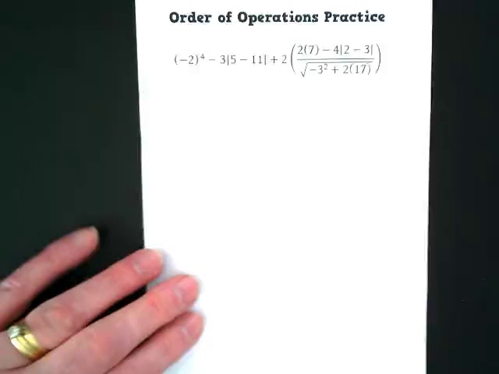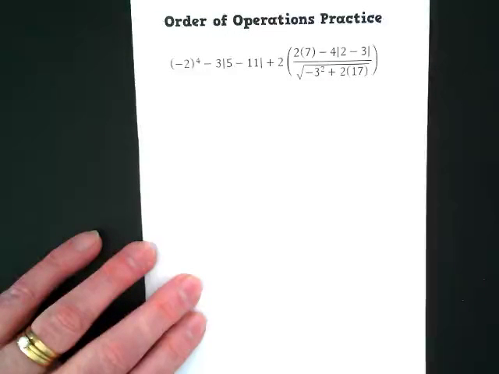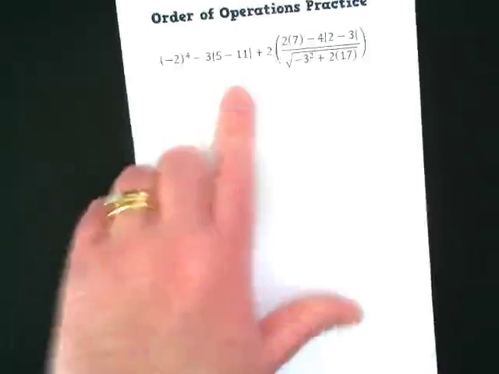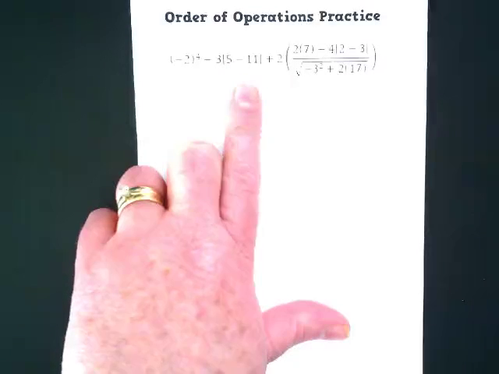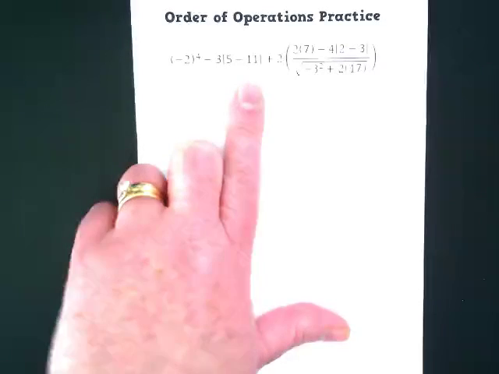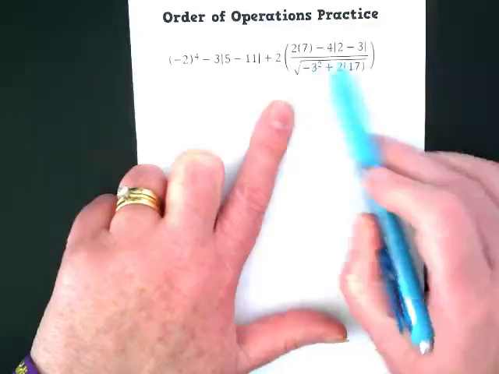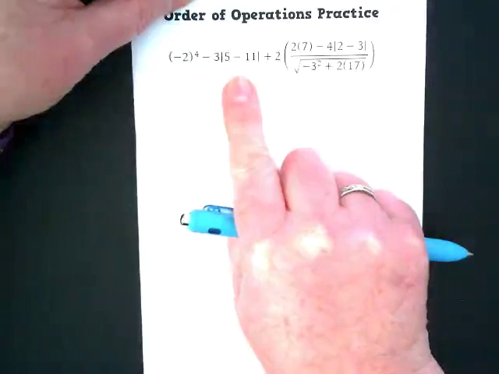If you notice, there is a grouping symbol here that is not parentheses. There's a couple of other types as well as parentheses. What do we see as a grouping symbol here? What's this kind of grouping symbol? Absolute value. And this one is a radical. So we're going to start with this first.